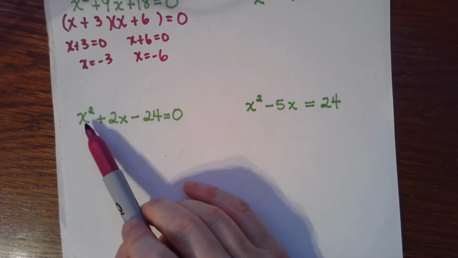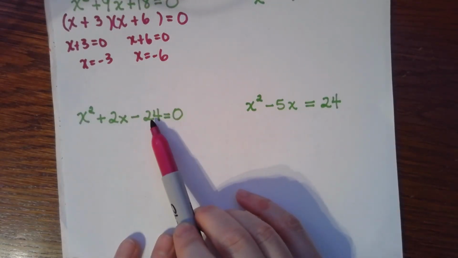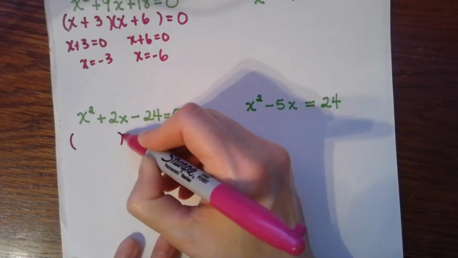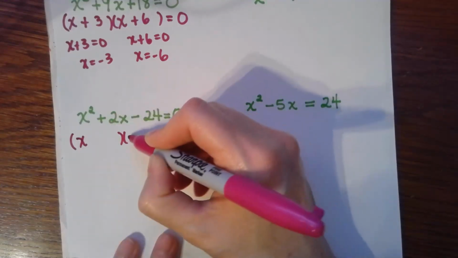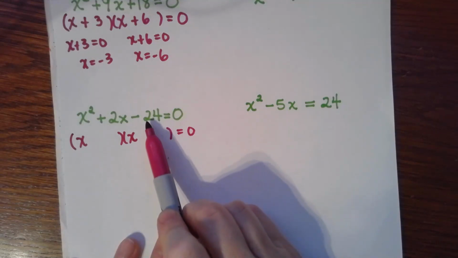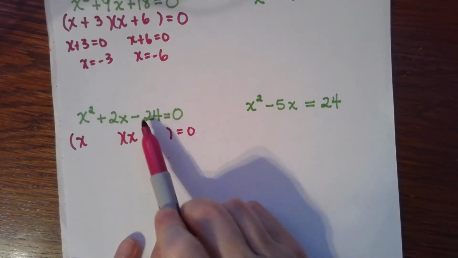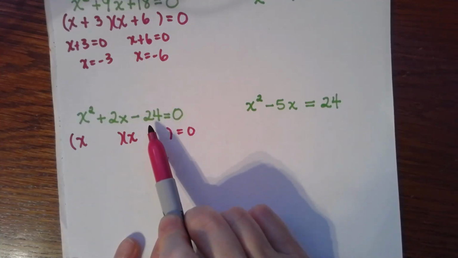Okay, so x squared plus 2x minus 24. This one's a little bit trickier because of the negative in there. So once again, it's a trinomial. I'm going to give myself two sets of parentheses. I'll put an x here and an x here. Okay, so we need two numbers that multiply to negative 24 and add to 2, but because the product is negative here, one of the numbers will be positive and one of them will be negative.